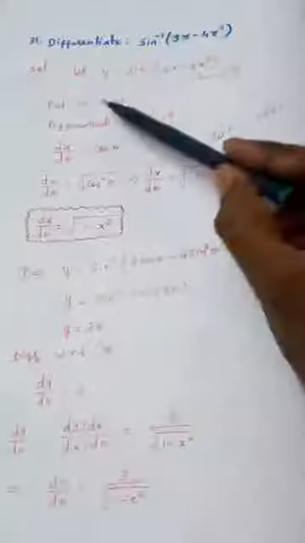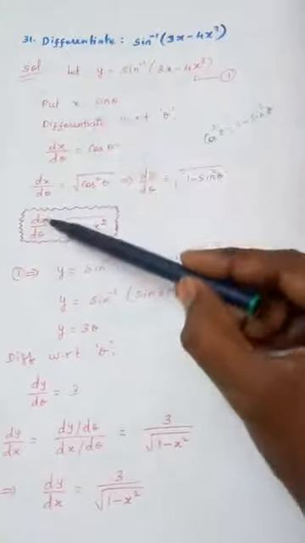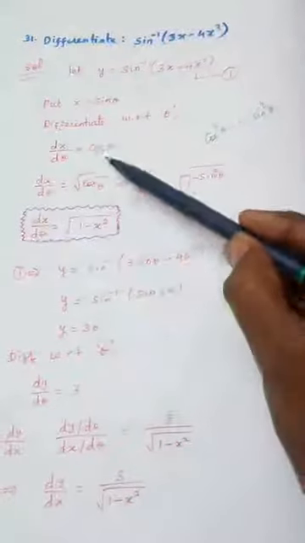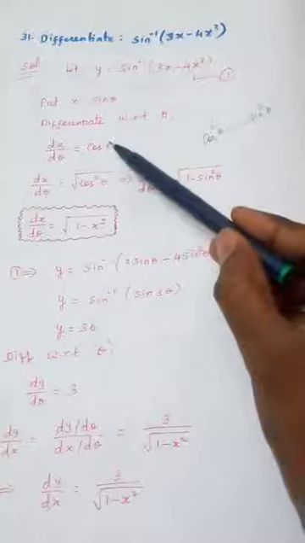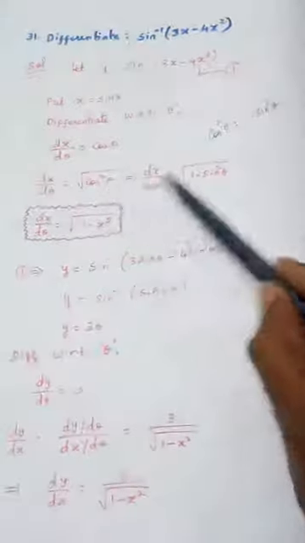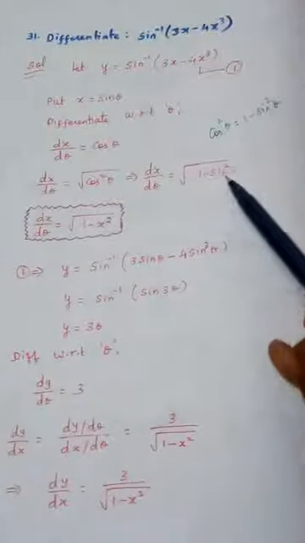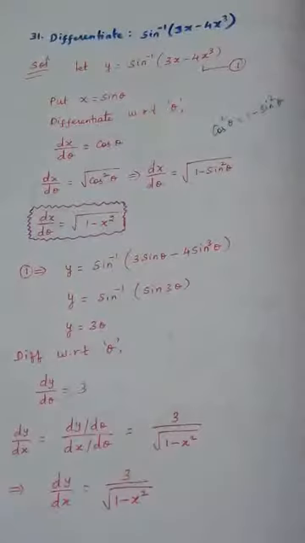So what we did, we gave a substitution, differentiated it, and got the value for dx by d theta. For that we used a trigonometric formula. This is a technique that we use. Cos theta is written as root of cos square theta, and using the cos square formula 1 minus sin square, where sin is replaced by x, we get 1 minus x square.